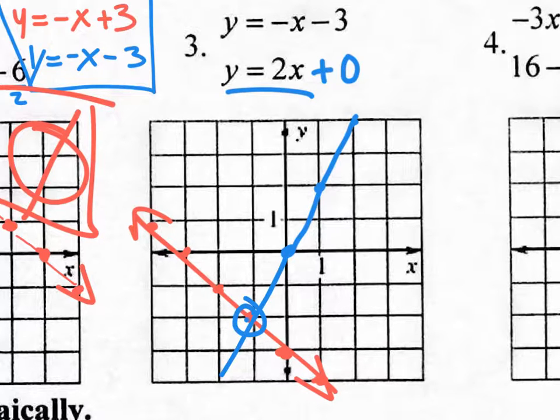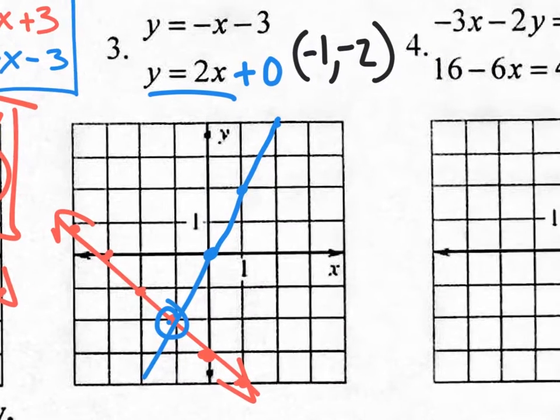And that's your answer for this system number 3. And what is that coordinate? It's -1, -2. So -1 for x, -2 for y. That's your solution to that system. Okay. Moving on to number 4.